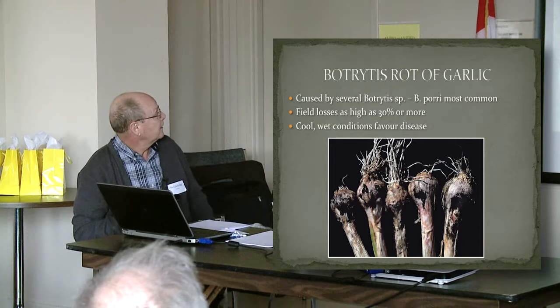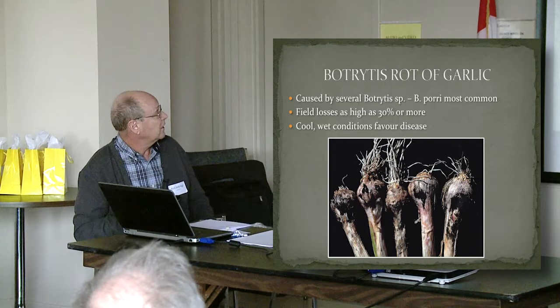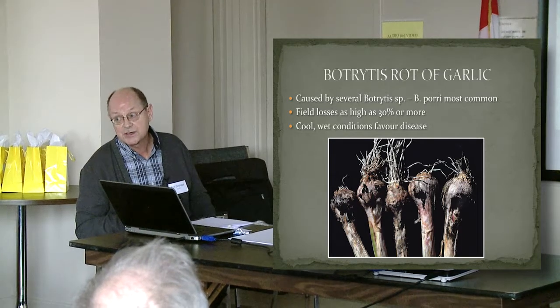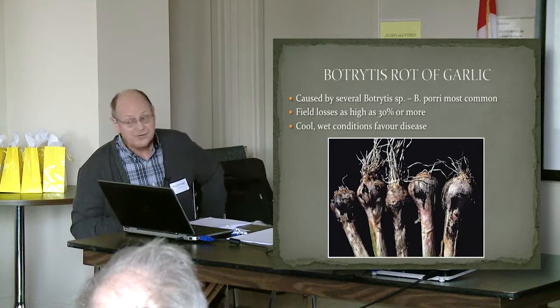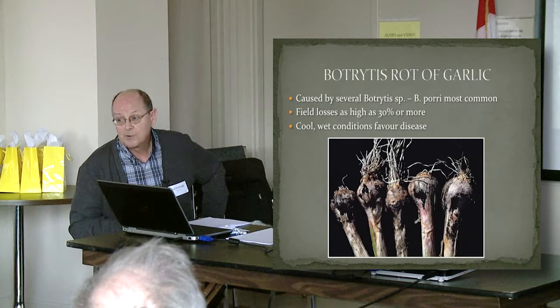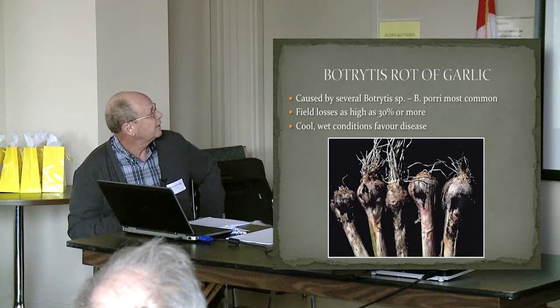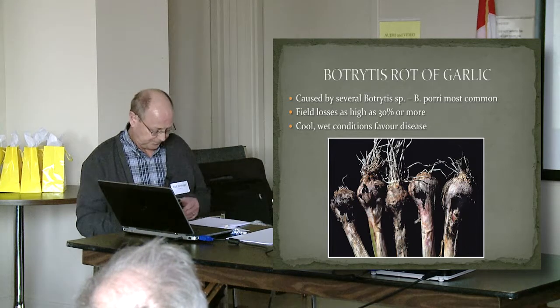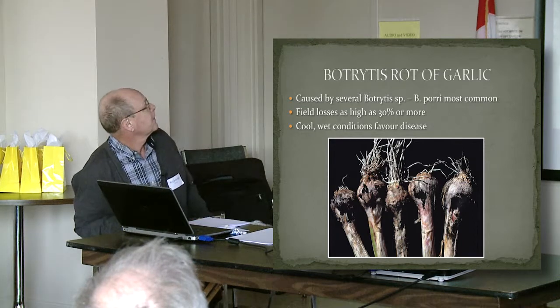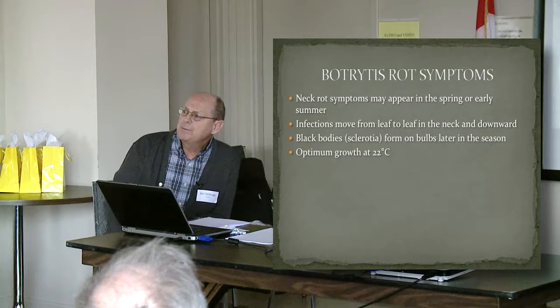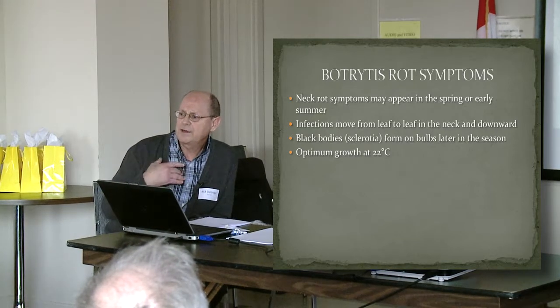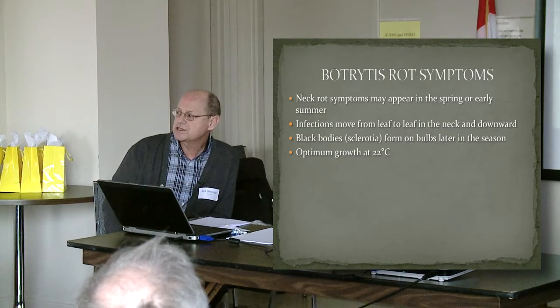It can cause high field losses and high losses in storage. Up to 30% in the field can be lost due to this disease. Our climate is very conducive to botrytis, just like white rot. It loves our cool, wet temperatures. Neck rot symptoms on garlic, if you plant it in the fall, will appear in the spring, early summer.